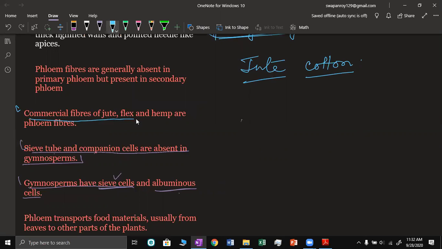Commercial fibers of jute, flax, and hemp, and cotton. All these are sclerenchyma tissue. Cotton is also a sclerenchyma, but that is not the phloem sclerenchyma, not the phloem fiber. In case of jute, flax, and hemp, they are actually phloem fibers.